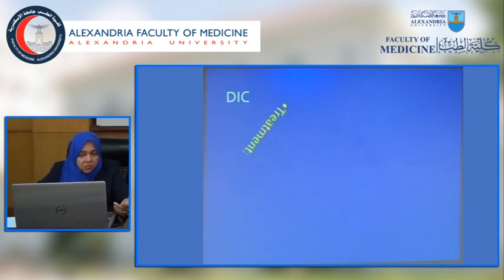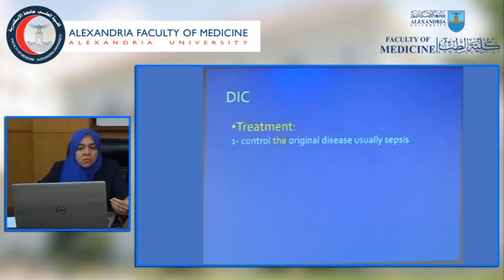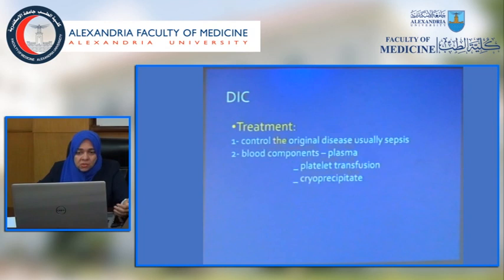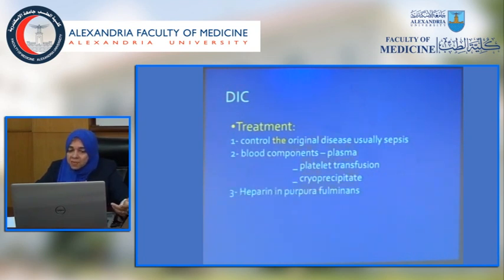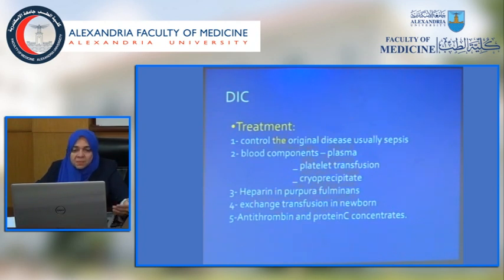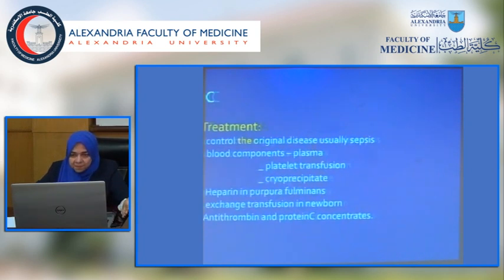How will we treat this one? We will treat it through control of the original disease, which is mainly sepsis, providing blood components, plasma, platelet transfusion, cryoprecipitate, heparin in peripheral cases, exchange transfusion in newborns, and providing antithrombin and protein C to help stop the bleeding.